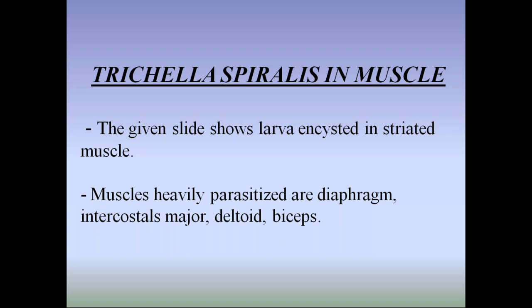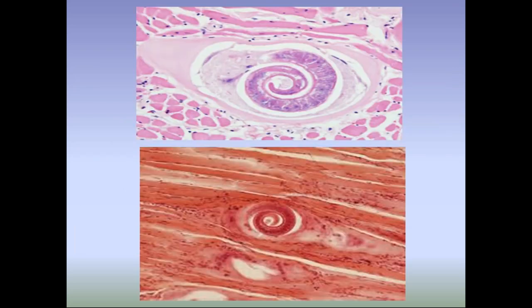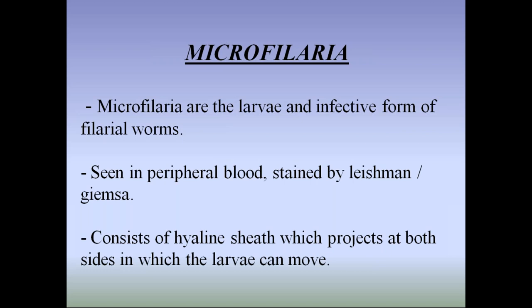Please all of you see the larval form of the Trichinella spiralis, which is a nematode. There is a coiled larva of the Trichinella spiralis present in the slide.